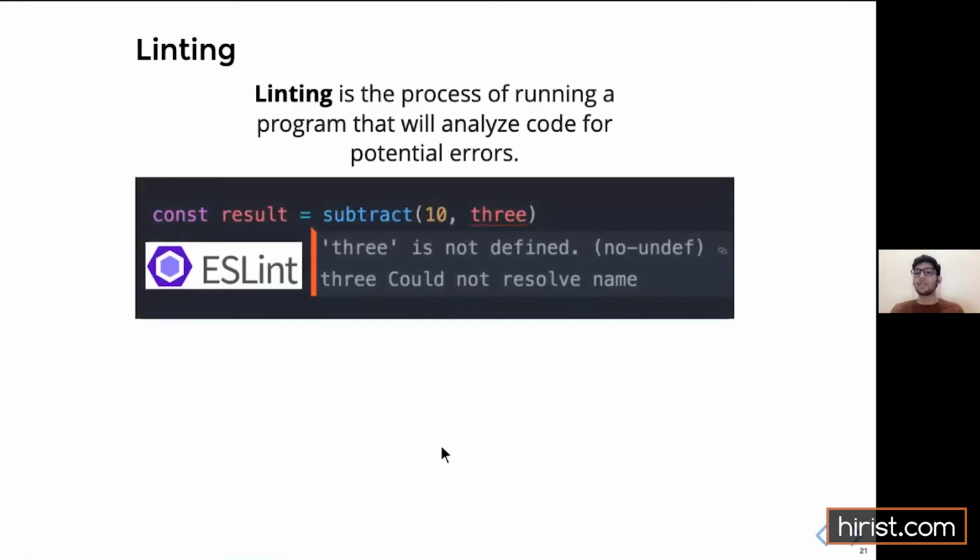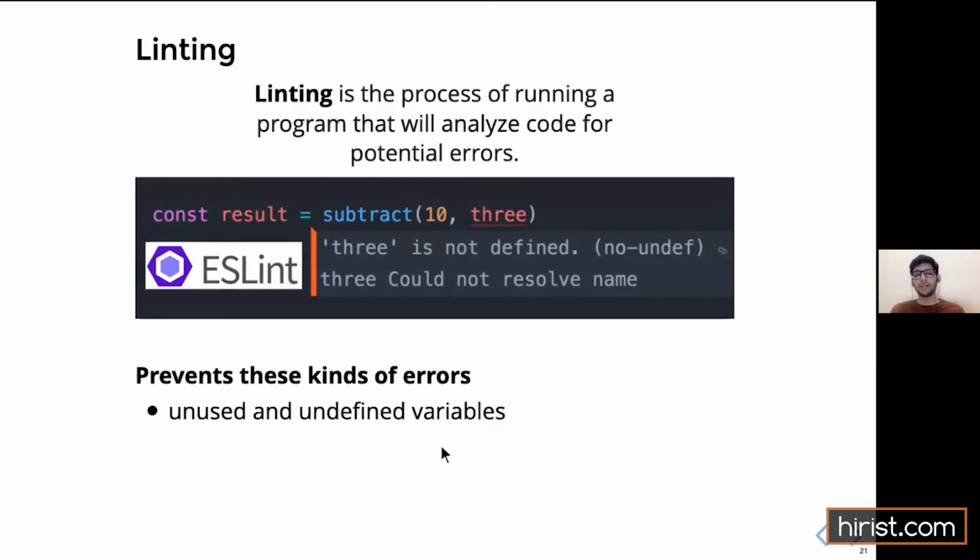So for example, in this screenshot, you can see that I probably didn't really define the variable 3 somewhere. So I get this error without even running the code that 3 is actually not defined. It prevents these sort of errors, unused and undefined variables. So again, a very low form of testing. Linting is a very low form of doing tests, right? Not extremely important, but it is there, right?